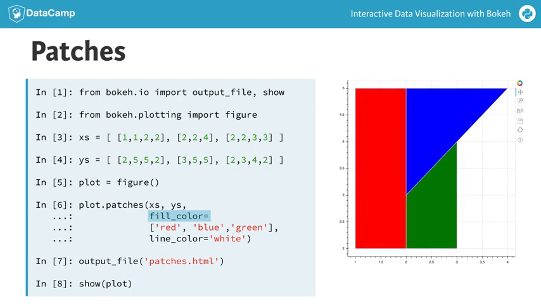If we want to shade each of the 3 patches from the previous slide in a different color, we can pass, for instance, fill color equals red, blue, green, a list of 3 colors because there are 3 patches.